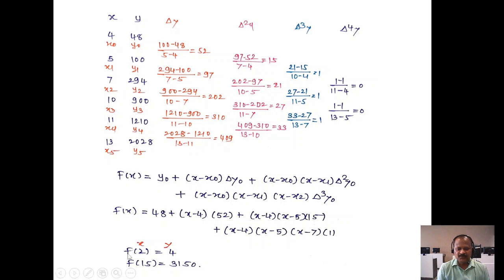Then we have to find f of 2. So the value of x is 2. You can put this 2 here and we can find the value of y, which is 4. Similarly, x is 15. You can put this 15 in every place where x appears, and then solve. We will get the answer. So f of 15 is equal to 3150. Thank you for watching the video.